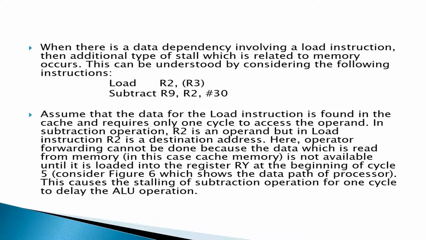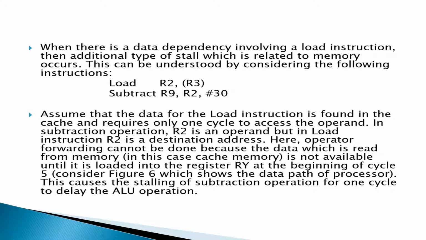Load R2, R3; subtract R9, R2, 30. Assume that the data for the load instruction is found in the cache and requires only one cycle to access the operand. In the subtraction operation, R2 is an operand, but in the load instruction, R2 is a destination. In this case, operand forwarding cannot be done because the data which is read from memory, in this case cache memory, is not available until it is loaded into the register RY at the beginning of cycle 5.